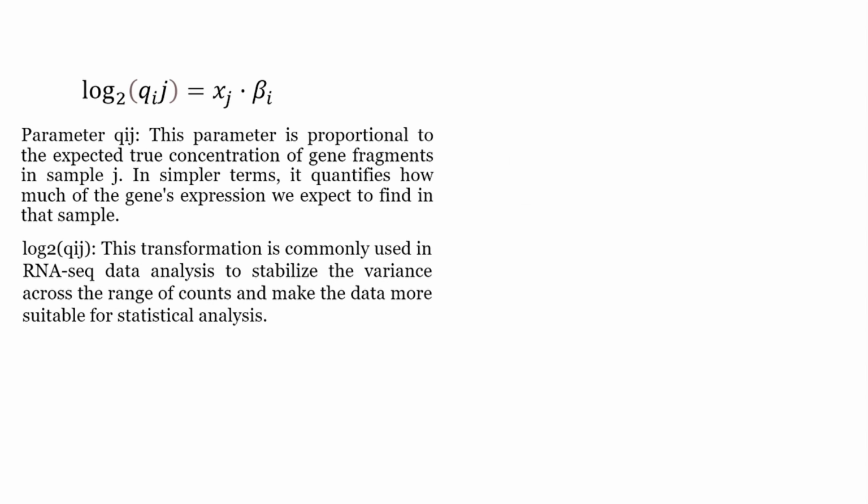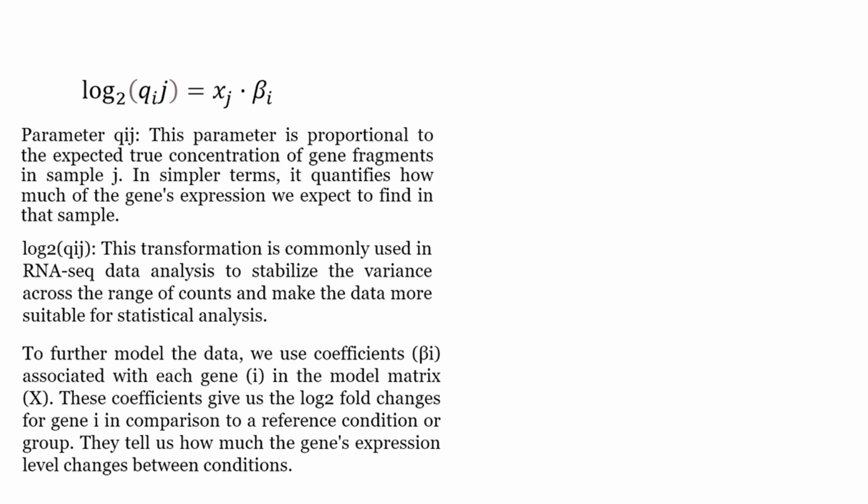Log2 qij. This transformation is commonly used in RNA-Seq data analysis to stabilize the variance across the range of counts and make the data more suitable for statistical analysis. To further model the data, we use coefficients beta i associated with each gene i in the model matrix X. These coefficients give us the log2 fold changes for gene i in comparison to a reference condition or a group. They tell us how much the gene's expression level changes between conditions.